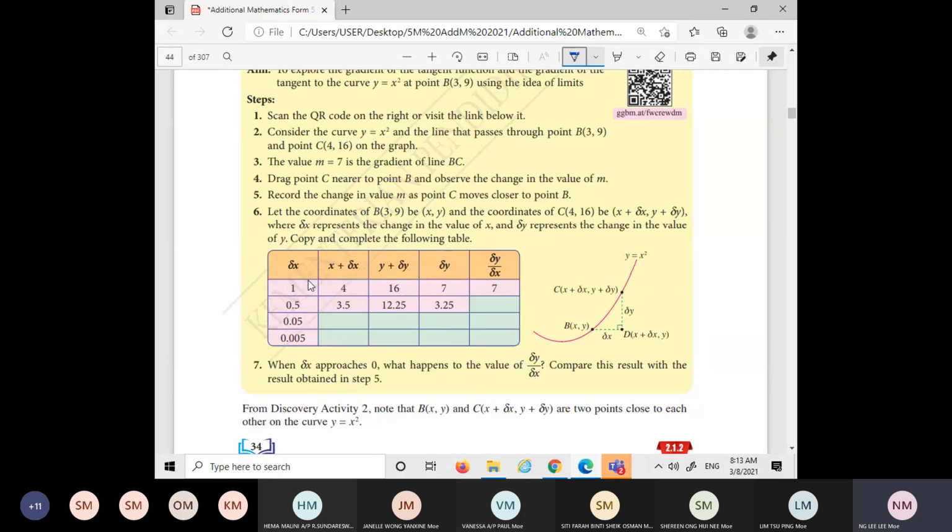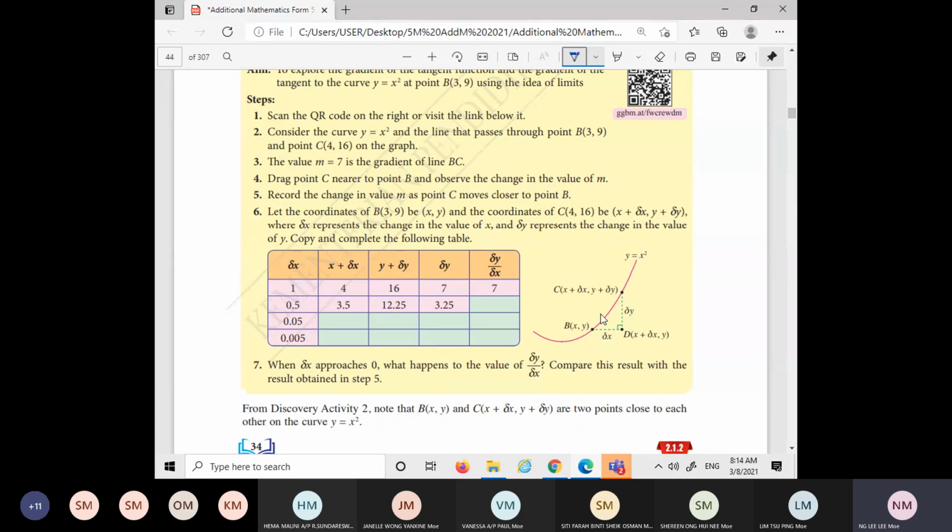So at first, the del x means the difference between point C and point B in the x coordinate. Therefore 4 minus 3, then you get 1. So x plus del x means the point C coordinate, which is 4. Y plus del y, so the y coordinate for point C is 16. Then del y is the difference of the y coordinate, so 16 minus 9, so it's 7. Next, del y over del x, this one is for you to get the gradient. So 7 divided by 1, then you get 7. This is for the first row, when point C is still (4, 16). This is how they get the first row.